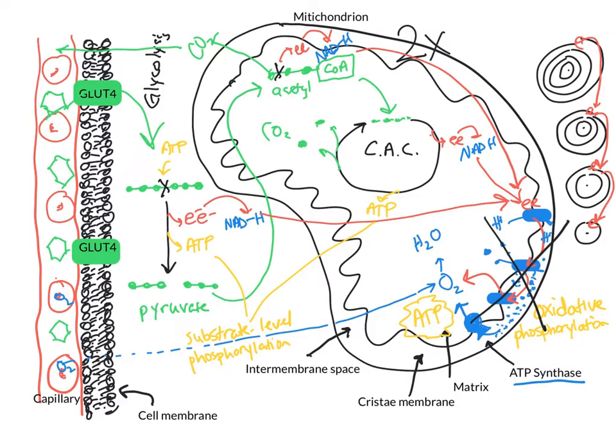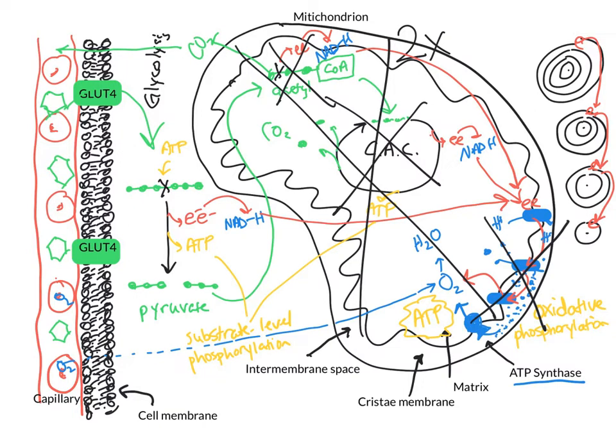And because electrons are not being taken from our NADH, there's no way they can break the bonds in the citric acid cycle, because there's nowhere for the electrons to go. So this all shuts down. And likewise, this all shuts down. So everything in the mitochondria shuts down.